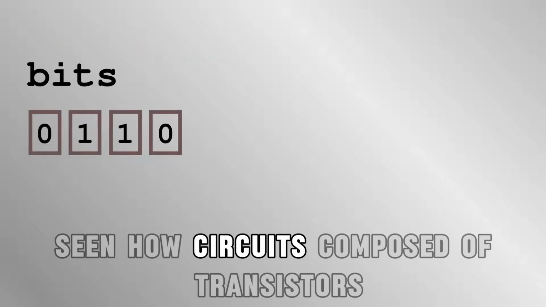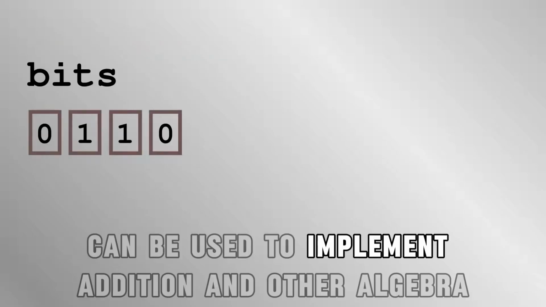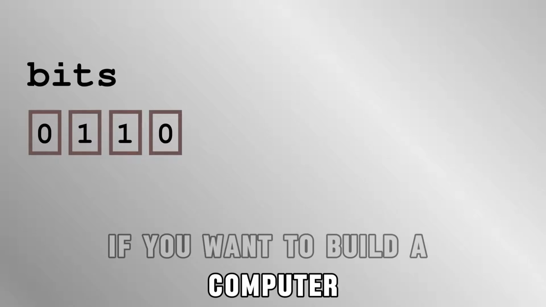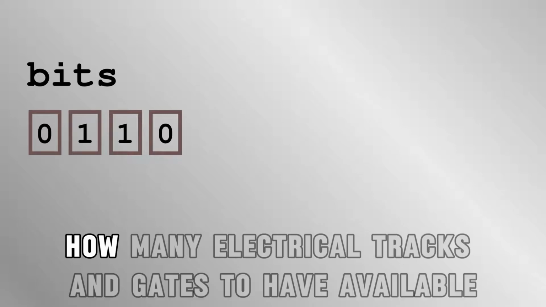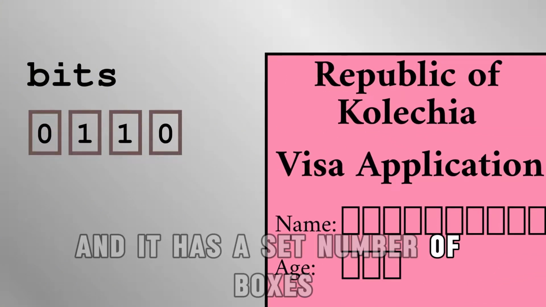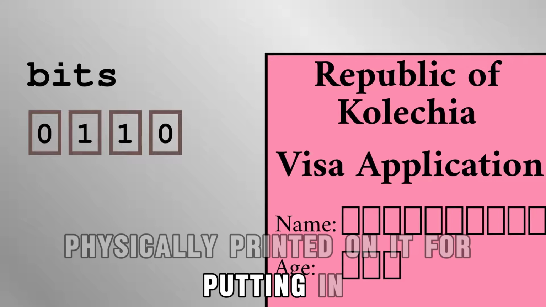We have seen how circuits composed of transistors can be used to implement addition and other algebra for any number with arbitrary binary digits or bits. If you want to build a computer, we would have to choose exactly how many electrical tracks and gates to have available for representing a number. This is like when you're filling in a form and it has a set number of boxes physically printed on it for putting in your age.